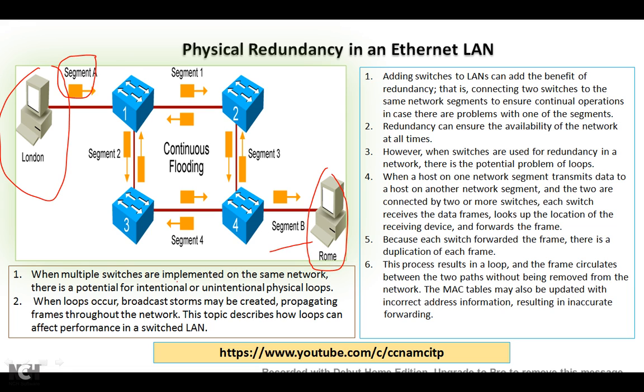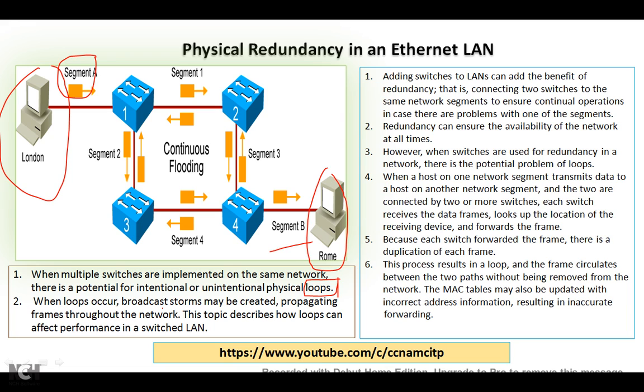So when multiple switches are implemented on the same network, as you can see here, multiple switches we have, there is a potential for an intentional or unintentional physical loop. So the main concept here is loop avoidance. We use this concept, spanning tree, to avoid the loop in the switching environment. If you are using multiple switches and it is creating a loop, this spanning tree protocol will help you to deal with that looping. Then we will learn how it works and how to resolve this issue.